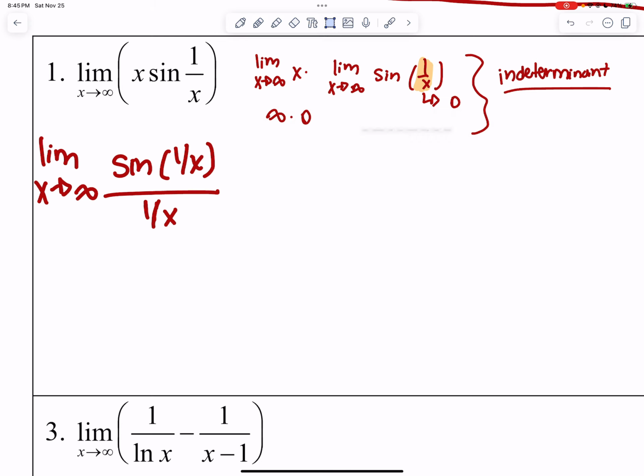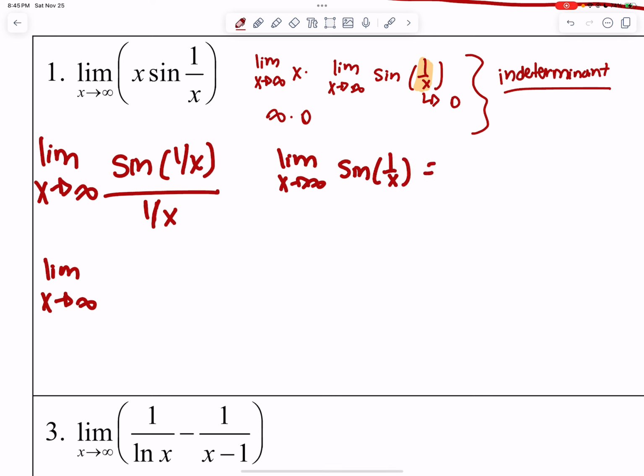Because now this is in the form of L'Hopital's, I could take the derivative of the numerator and the derivative of the denominator and see where that takes us. But first, obviously, you do want to make sure that you actually explicitly write that here, or else points will be taken off. So just make sure that you do that.